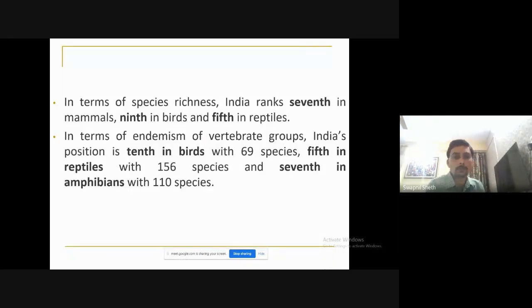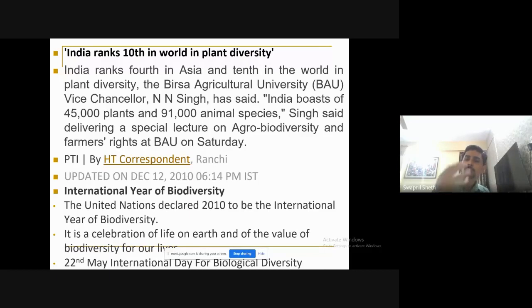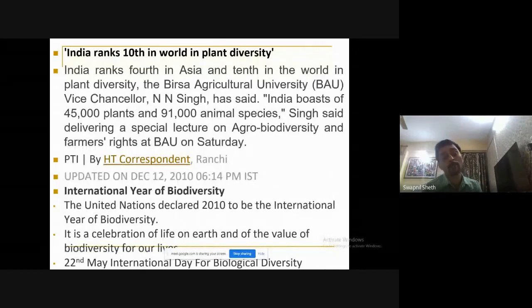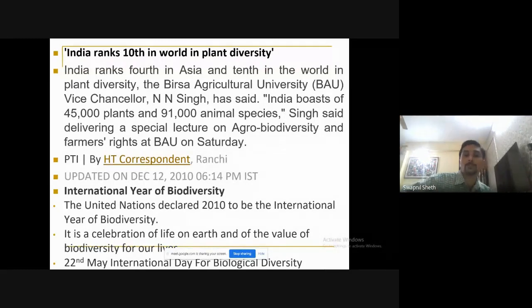In terms of species richness, India ranks 7th in mammals, 9th in birds, 5th in reptiles, and 7th in amphibians. This is how we have this enormous potential. In the entire world, only we have the natural conditions for lion and tiger in the ecosystem. That is why many people come to our country and we get foreign exchange. India also ranks 10th in the world in plant diversity.